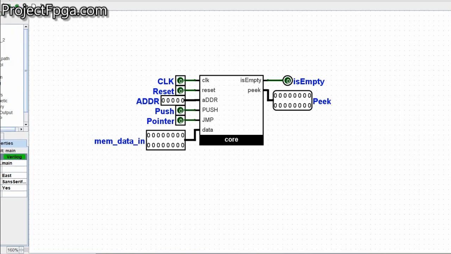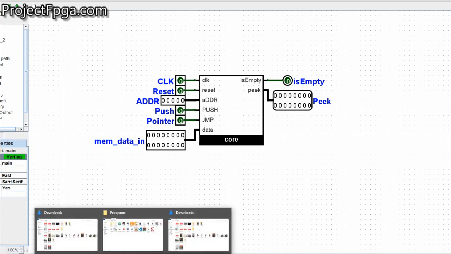But you can also find the Verilog code. I have them all attached on my website. You will see all the Verilog code that made this stack calculator. So this is just a demonstration of the stack calculator in Logisim. The Verilog code can be found on my website, projectfpga.com/stack.